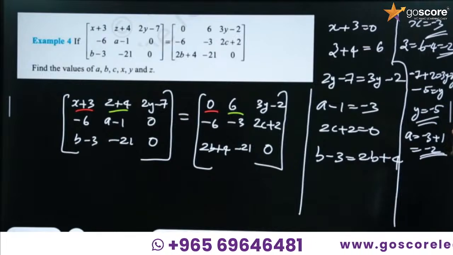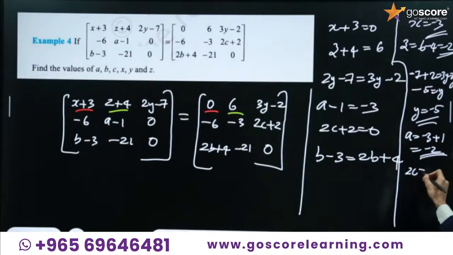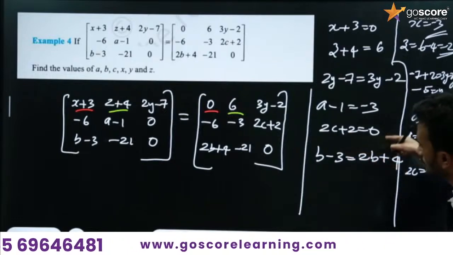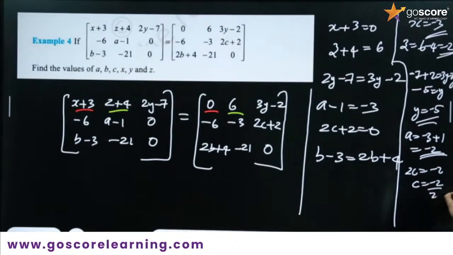Then 2c plus 2 is equal to 0. So 2c is equal to minus 2. I am taking this plus 2 to this side, so it is minus 2. C is equal to minus 2 divided by 2, that is equal to minus 1.